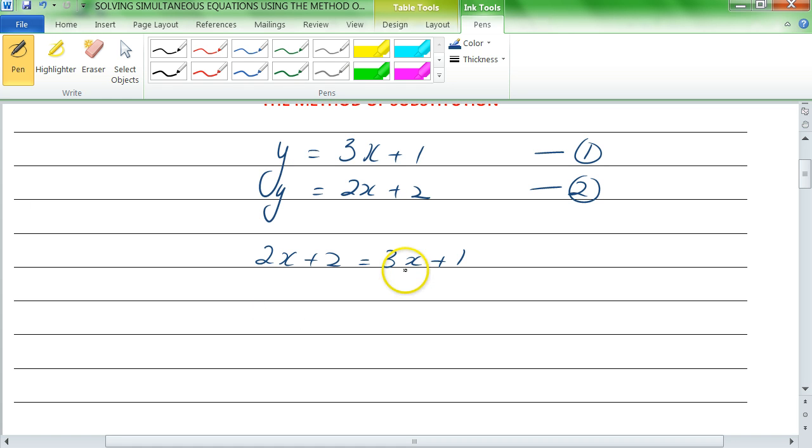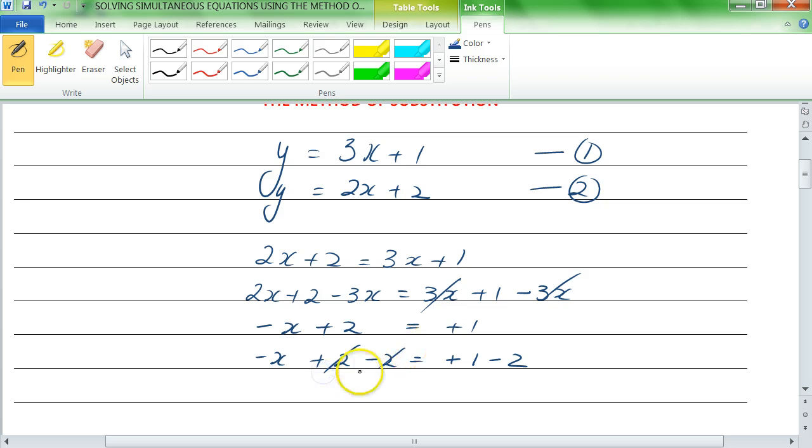What I'm going to do is subtract 3x from both sides. In that way, we eliminate x from that side of the equation, and on this side of the equation, we have negative x plus 2 equals positive 1. Now we're going to remove this from this side of the equation by subtracting 2 from both sides of the equation. The reason I do that, it eliminates that from that side of the equation, and we end up with negative x equals negative 1. Negative x equals negative 1, then we can say x equals 1.